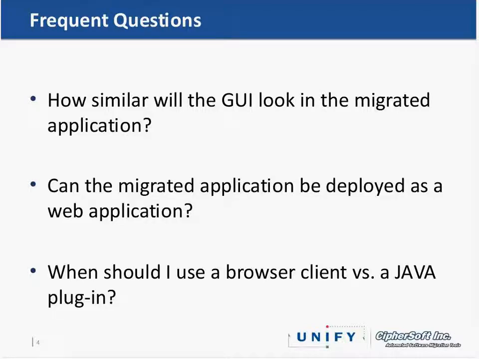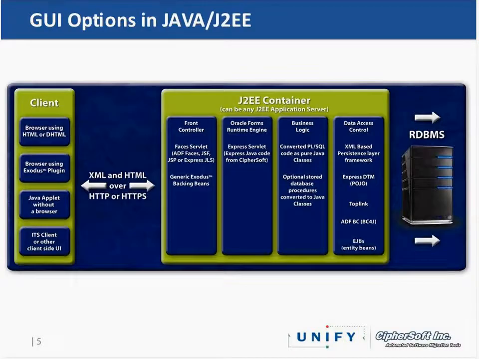So let's take a look at what the various GUI options for Forms applications migrated to Java are. When an Oracle Forms application is migrated to Java, the application is deployed into an application server environment such as Oracle 10G or Oracle Fusion, which is the 11G, or Tomcat, or some Java application server out there. This diagram really shows the various components that make up a Forms application that has been migrated to Java, in this case with CipherSoft's Exodus solution.